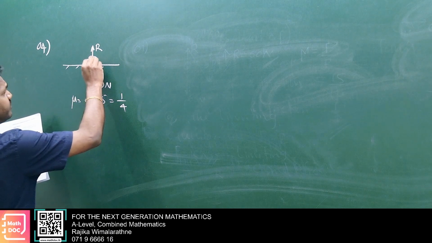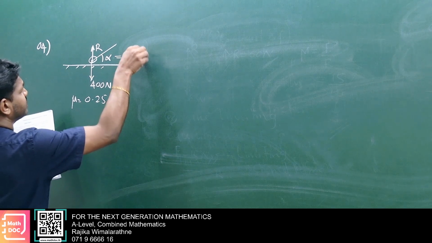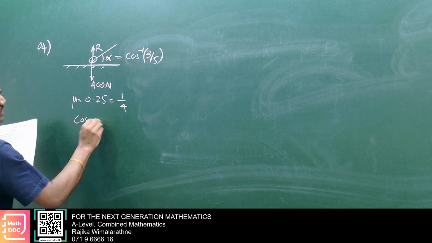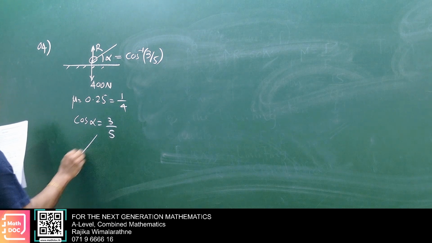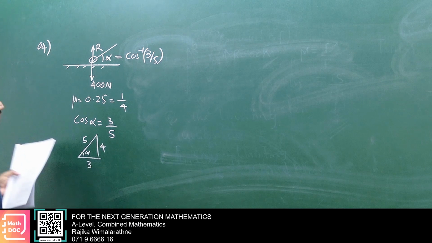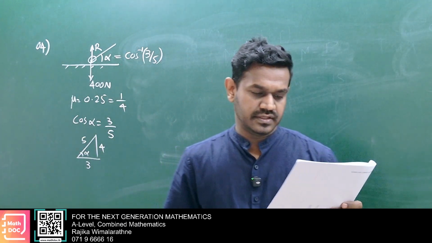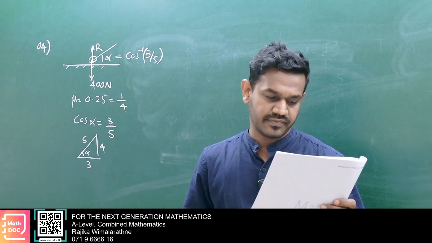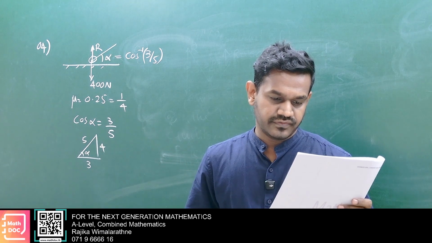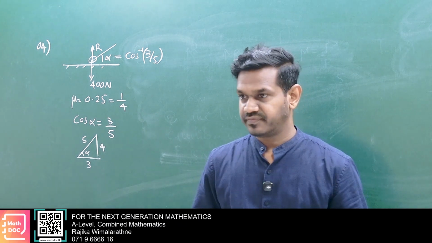So here one angle is given, cosine 3/5, then cos alpha is 3/5, then sin alpha is 4/5. But here the direction of the force is not given. Find the magnitude and direction of the resultant reaction of the plane thereafter. So here we need to find the smallest force.